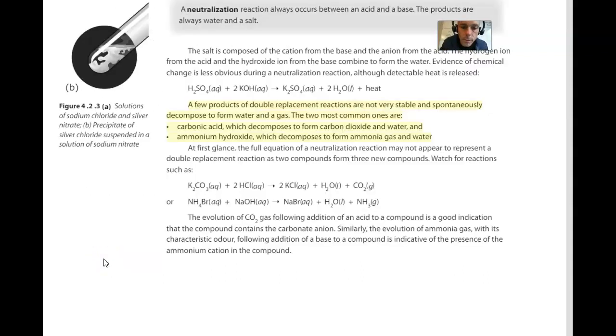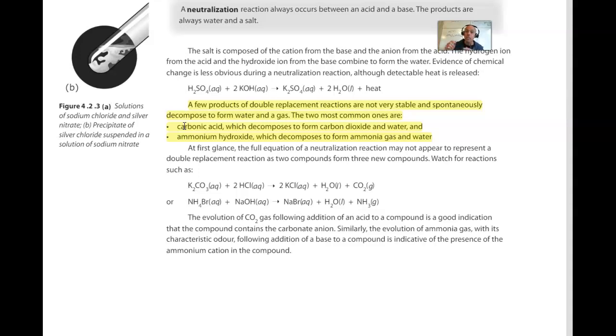So I'm now on page 180 of the ebook, looking at this section that's highlighted here. This tells us that a few products of double replacement reactions are not very stable and will spontaneously decompose to form water and a gas. The two to pay attention to in this class, the two to remember, are carbonic acid, H2CO3, we'll see it in a moment, which whenever it forms, decomposes immediately into CO2 and H2O. So if you ever want to write H2CO3 as a product, know that you really shouldn't.